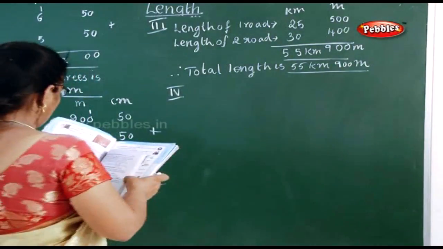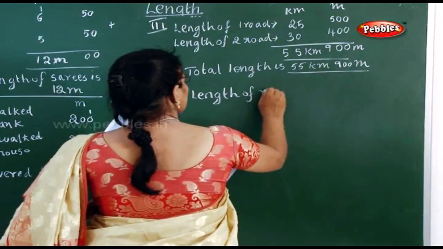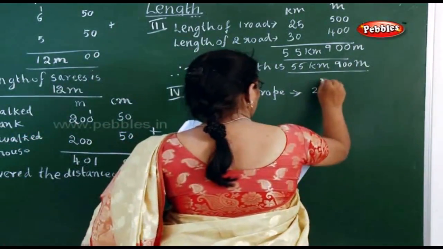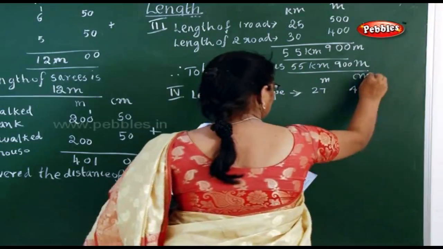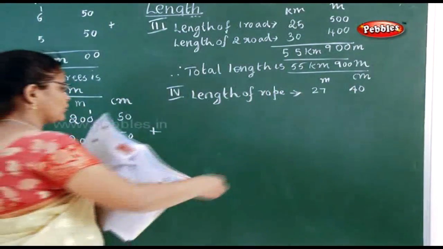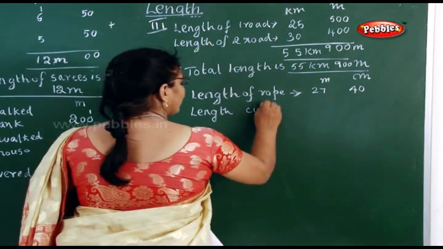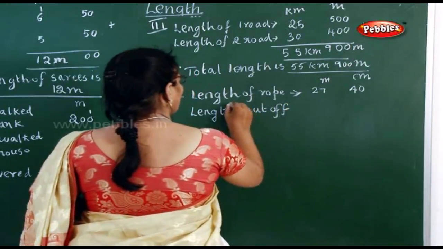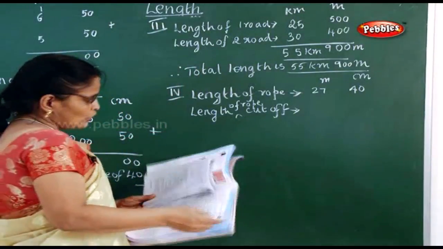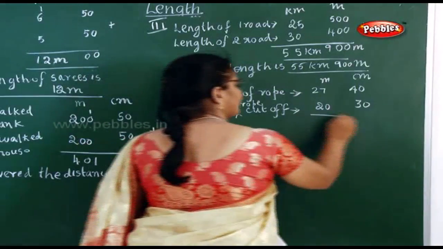So immediately what will you write here? Length of the rope. Length of rope is how much? It is 27 meter and 40 centimeter. Now what is the next line they have given? 20 meter and 30 centimeter is cut. So immediately you have to write length of rope cut off. How much is cut here? It is 20 and 30. Now what is the question they have asked?